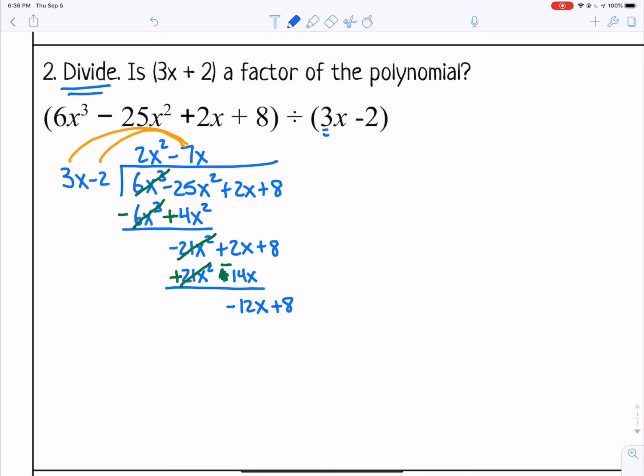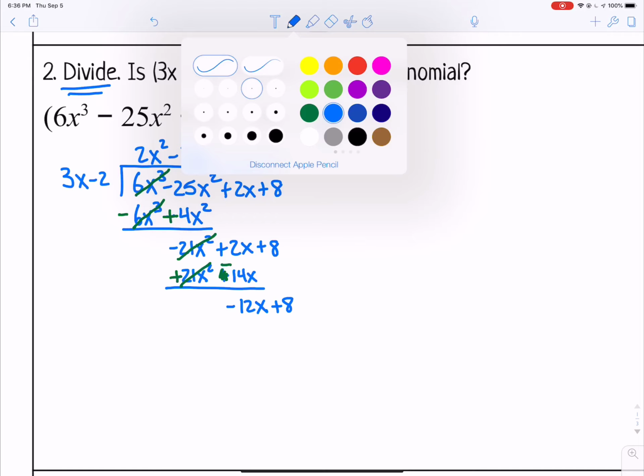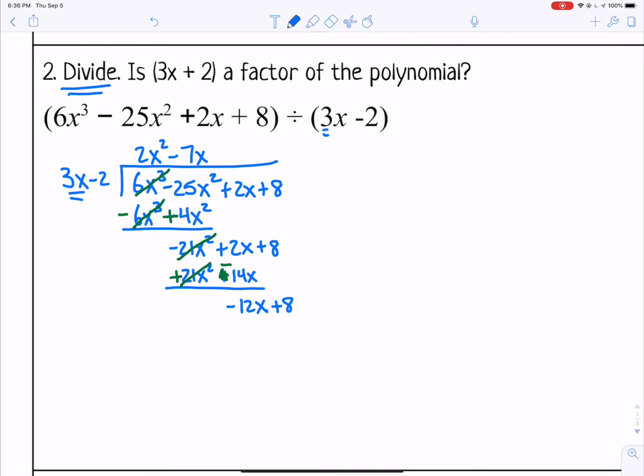Now we start over again. All right, so we have to think about, what could I multiply 3x by to get negative 12x? That would be negative 4.